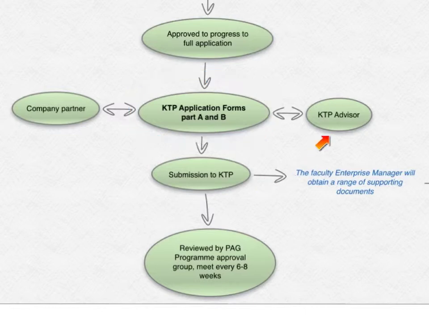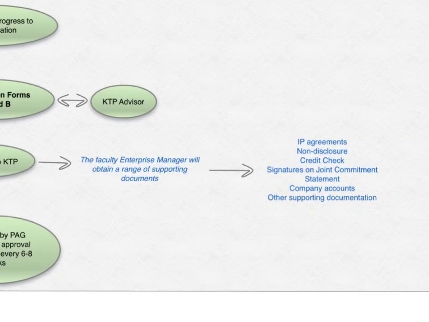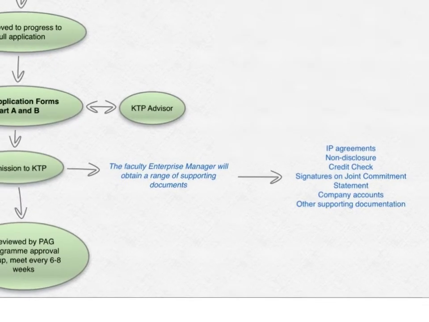When the KTP advisor is happy with the document, we then submit the KTP to the KTP team. The Faculty Enterprise Manager also obtains a range of supporting documents, such as IP agreements and non-disclosure agreements. We undertake a credit check on the company, obtain signatures from both university signatories and senior members of the partner company, obtain the latest company accounts and any other supporting documentation the KTP advisor thinks may be of use in supporting the project.